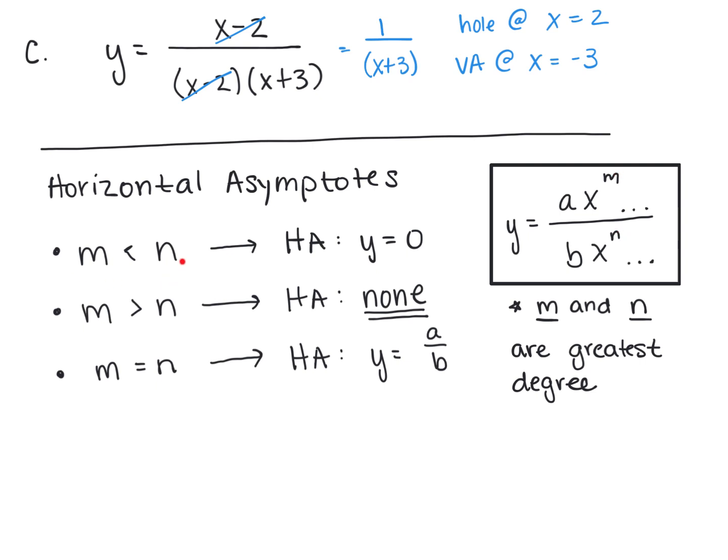Now, if m is less than n, then our horizontal asymptote will be at y equals 0. If m is greater than n, our horizontal asymptote will not be there. We will not have one. And if m is equal to n, then it will be at a over b. And so those are those coefficients on our leading term. So if we go over to the next page, we'll have a few examples.